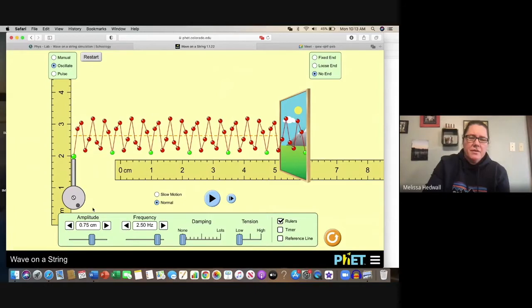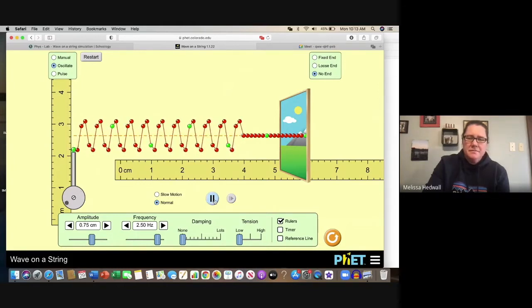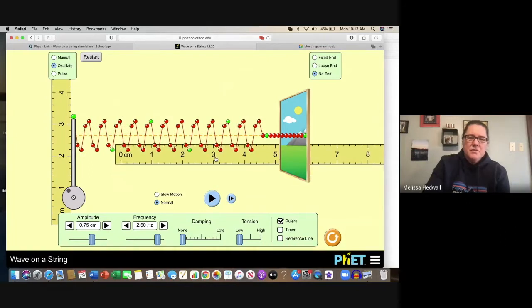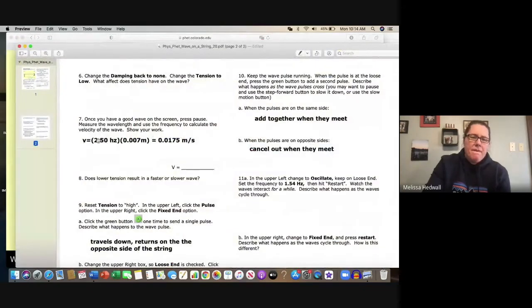So I actually have it right. Let me set this up again. There we go. And get it on here. This one will be more clean. There we go. So we measure this right at the 0.7 mark. Is it even? Somewhere in there. And so we can measure that on there, and we can go back to here. We take 2.50 hertz times 0.007 meters, and we ended up with 0.0175 meters per second.